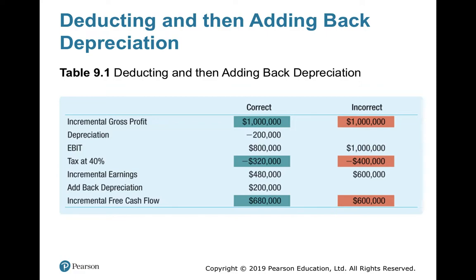You see the tax of company A is 320,000, the tax of company B is 400,000. Why? Because it is not showing the depreciation. Depreciation is a tax shield item. If you are showing depreciation, you are saving tax. As we have discussed in previous chapters, because depreciation is not shown, company B paid 80,000 tax extra. Because of that, its incremental earning and incremental free cash flow are reduced by 80,000.